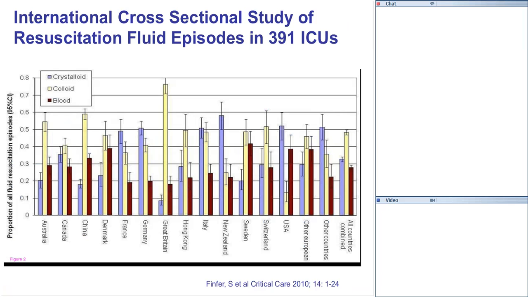So Finfer and colleagues published this in Critical Care in 2010, and this was an international cross-sectional study looking at fluid resuscitation episodes in 391 ICUs in 25 countries around the world. And using Canada as our base, crystalloids in blue bar, colloids in yellow bar, Canada would appear to use similar amounts of colloid and crystalloid fluid for the resuscitation episodes. Whereas when you look at Great Britain, the UK, the dominant fluid used there is actually colloid. And really, the dominant colloid in Great Britain was the hydroxyethyl starch fluids.